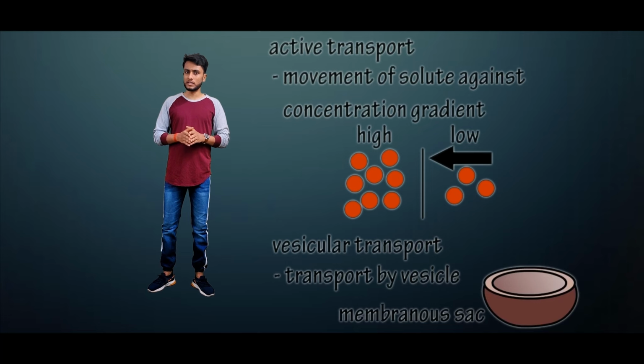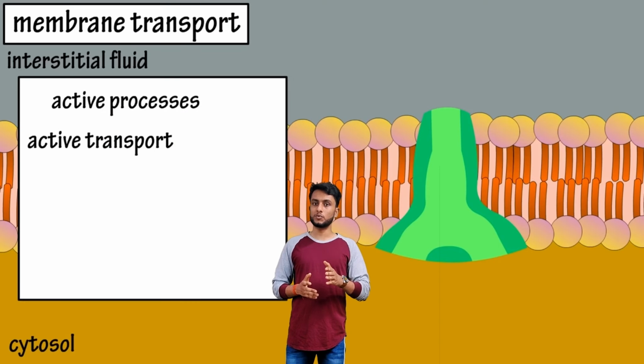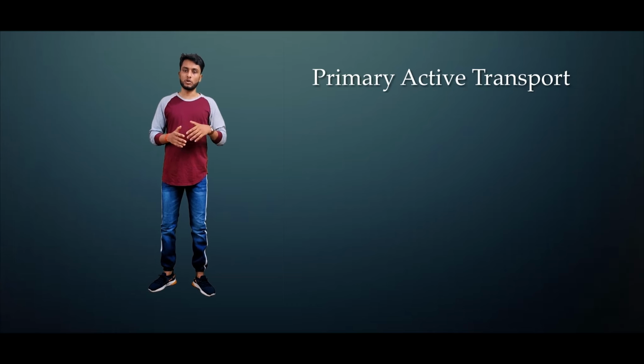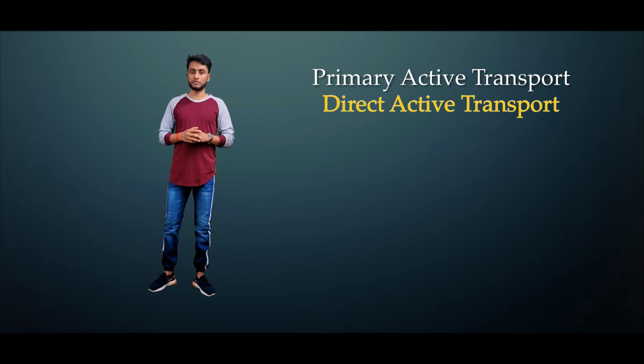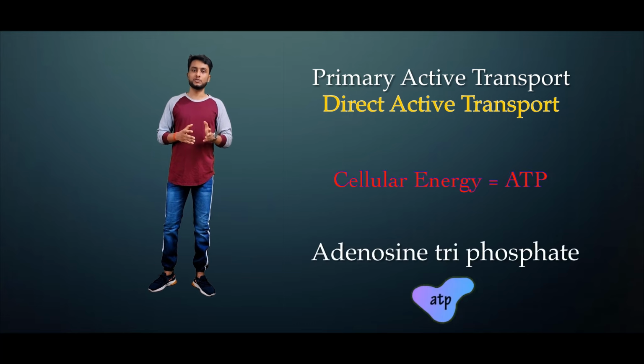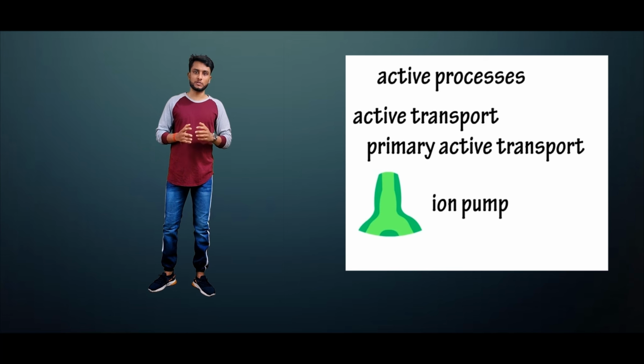A vesicle is nothing but a membrane forming a sac-like structure containing some materials inside it. So active transport is also of two types, primary active transport and secondary active transport. Primary active transport, also known as direct active transport, includes the cellular energy in the form of ATP, adenosine triphosphate, to transport solutes from their low concentration to higher concentration. It means against the concentration gradient using ion pumps or cellular pumps.